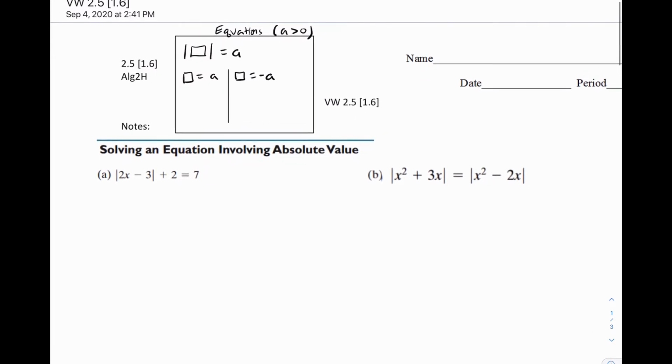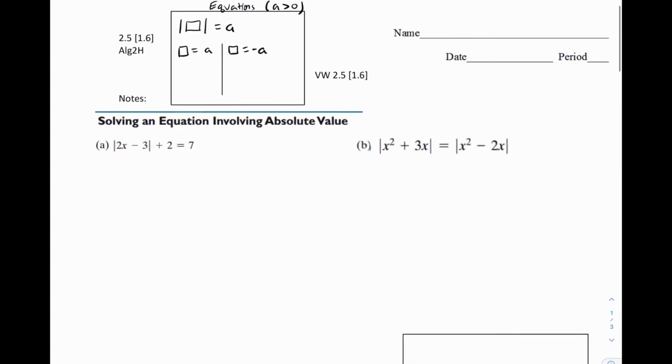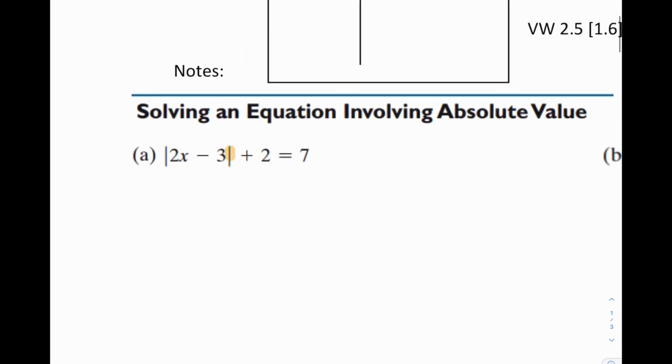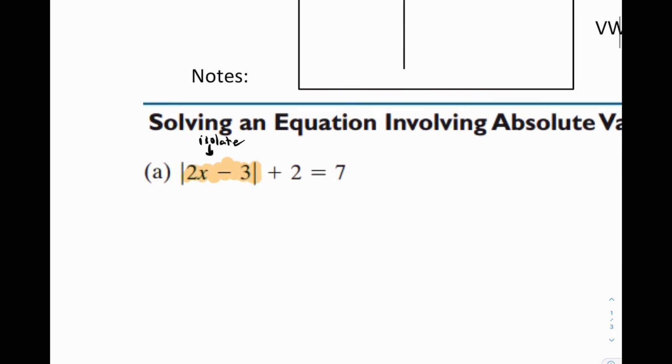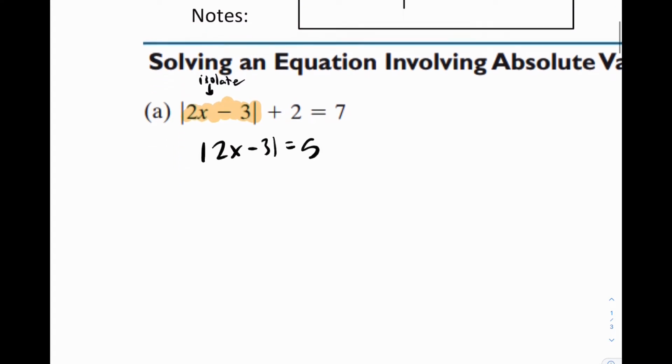So we can use that idea right here. In our first example, we're going to isolate the absolute value. It's typically what you want to do. Because if it's isolated, we can use this property. So I'm going to move that 2 over, and I'm going to separate. So think of the box as, again, whatever is inside your absolute value. So that's our box right there.